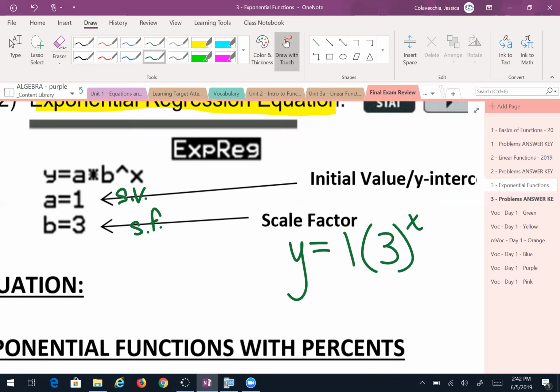And if you can't remember what an exponential function looks like, look throughout the test. There's definitely going to be exponential functions written out on the test. Okay, just look through it and see if you can't find and pick one out.